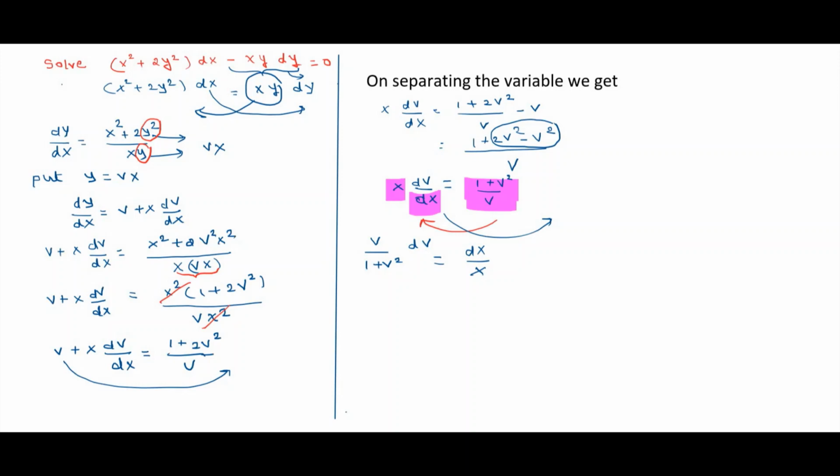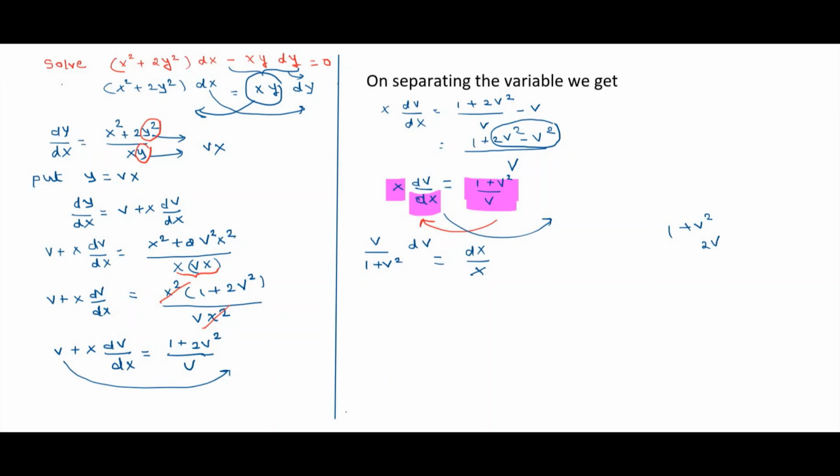Now to integrate, first we have to check the differentiation of the denominator. Here the denominator is 1 plus v square. Then what is its differentiation? Its differentiation is 2v. So in the numerator 2 is absent, so I will make an adjustment. I will write 2 here and divide by 2. So this is an adjustment, therefore multiply and divide by 2.